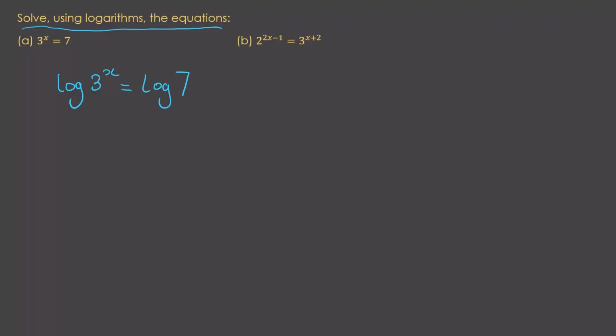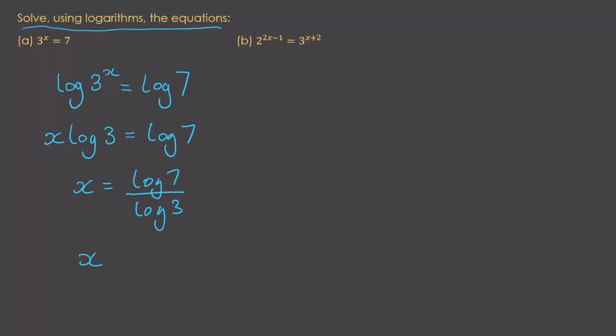Now I have an index law here that tells me that I can drop that x down in front. So I get x log 3 is log 7. Now one of the things you need to appreciate here is that log 3 and log 7 are just numbers. So I can now solve by just doing log 7 divided by log 3.